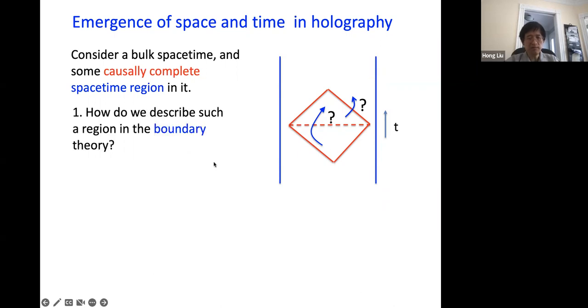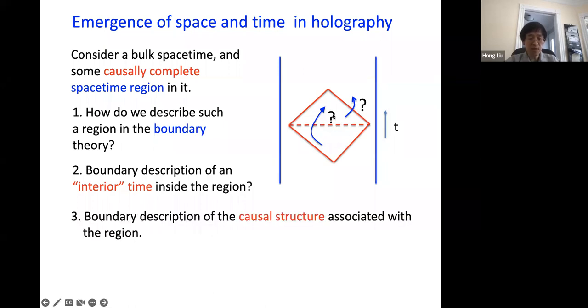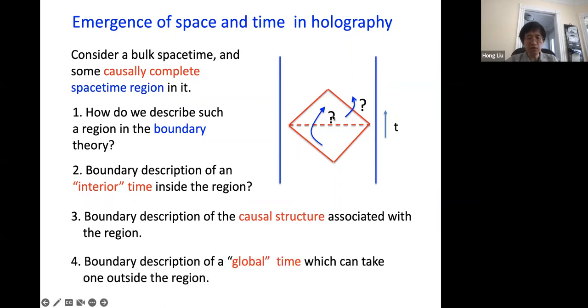How do you describe some kind of interior time, which describes the physics inside the region, and how do you describe the causal structure associated with this region? This region is associated with a light cone structure, and what is the global time which can take you outside the region? These are the most elementary questions we can ask about the bulk description, and they are very difficult questions. So far we don't have a formalism to understand these questions.